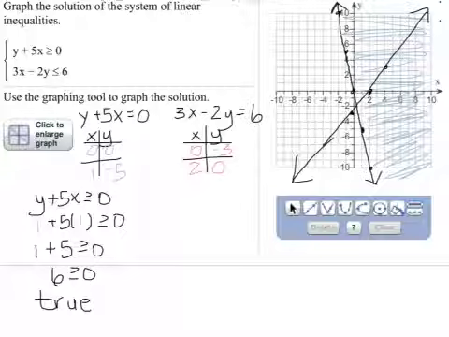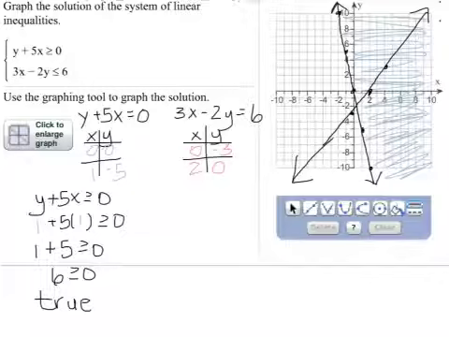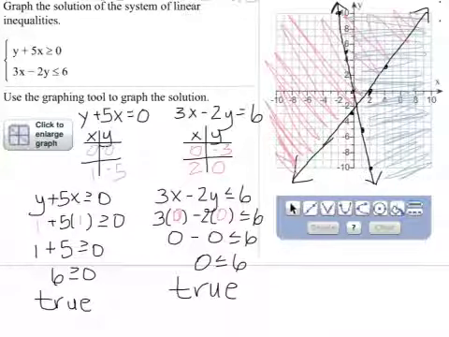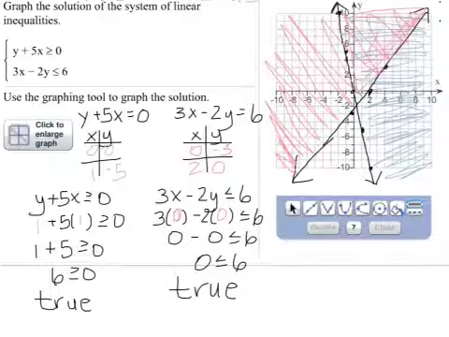Now that I have my line graphed, I'm going to test a point to see which side of the line I need to shade. And this time I can test 0, 0 since it was not on the line. When I substitute 0 in place of x and y, I have 3 times 0 minus 2 times 0. Both of those equal 0. So 0 is less than or equal to 6 is a true statement. So I'm going to shade the side of the line that contains 0, 0. So the solution to this inequality is in the portion of the graph that contains both of those 2 colors, which is this portion of the graph.